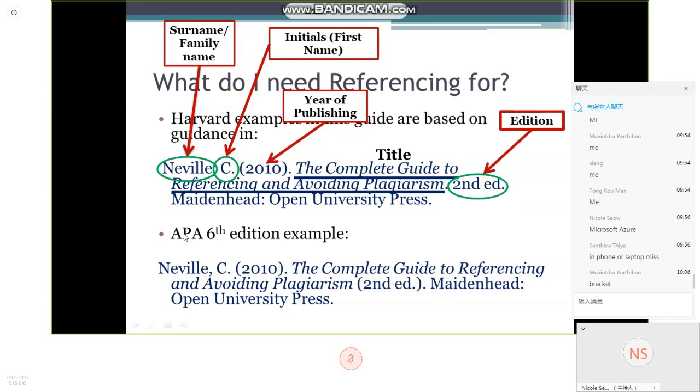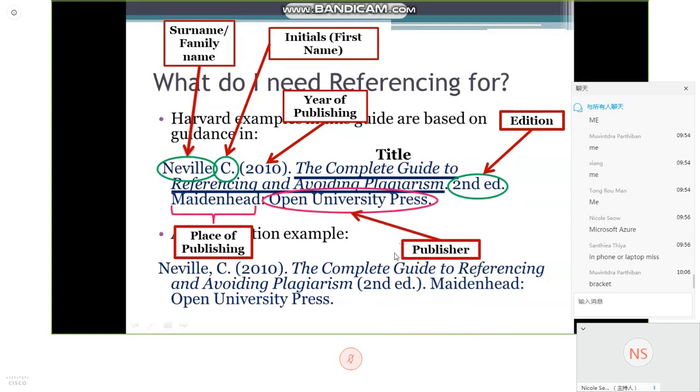Okay, next we have this. This is the place of publishing, followed by the Open University Press, the publisher.